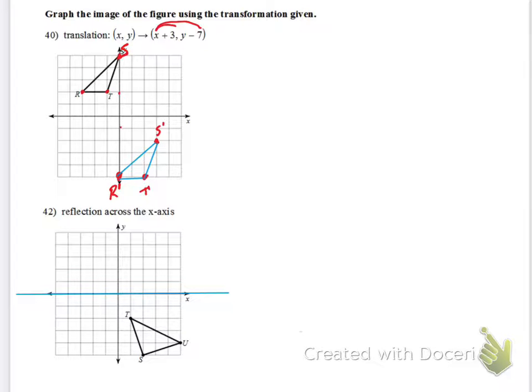Reflection across the x-axis. The blue line is the x-axis. So each point, I say, all right, this t is 2 away, so I'm going to go 2 above. So right here is my new t. S is 1, 2, 3, 4, 5. So I go 5 above the blue line. 1, 2, 3, 4, 5. And that's my S prime. And then U is 1, 2, 3, 4. So I just go up 4. 1, 2, 3, 4.